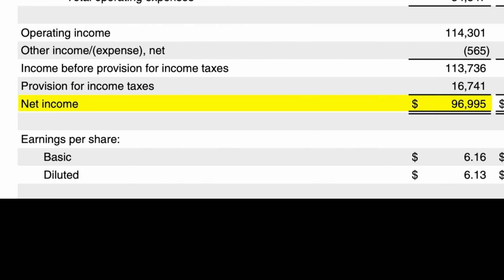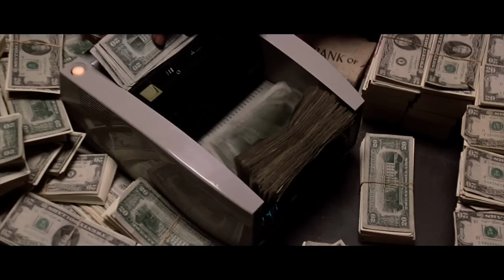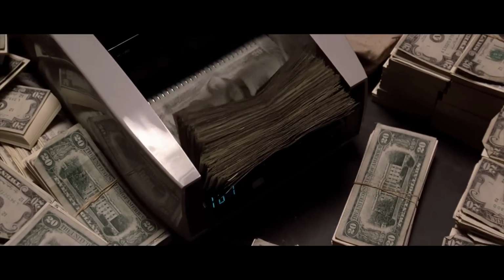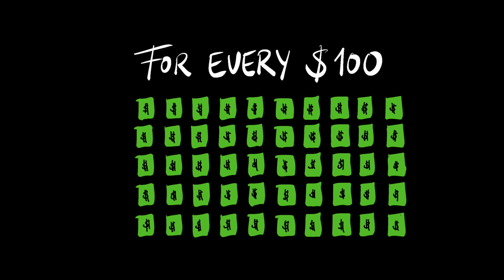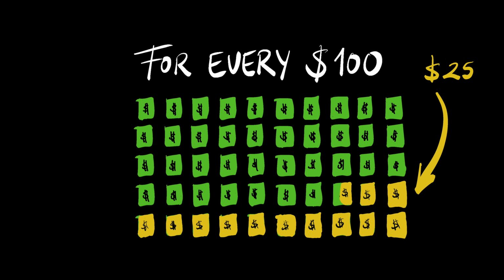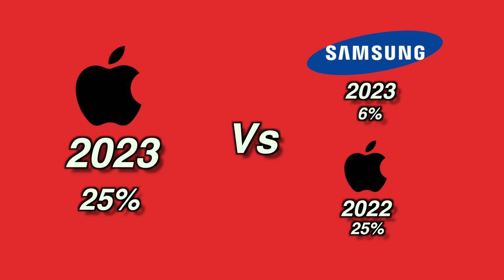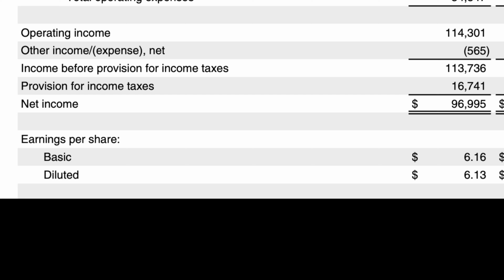3. Net income is the amount of money left over after all expenses and costs, aka the profit. Write this number and divide it by the revenue. You have the net margin percentage. It tells you that for every $100 made, you have 25 left after deducting all expenses. Compare with Samsung and last year's figure. Look, Apple wins again.